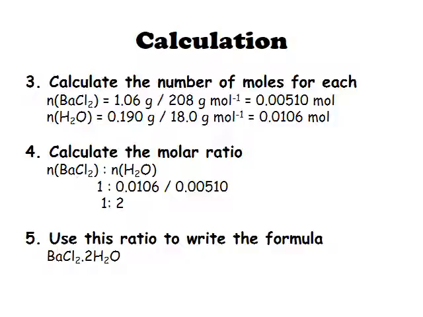So the number of moles of barium chloride is going to be mass over molar mass, so it'll be 0.0510, and the number of moles of water is going to be, again, the mass of the water divided by the molar mass, which is going to be 0.106 moles. So therefore the ratio, again by dividing by the smallest, is going to be 1 to 2. Okay, and finally, use the ratio to work out the formula. So it'll be BaCl2 dot 2H2O, and that's the answer.